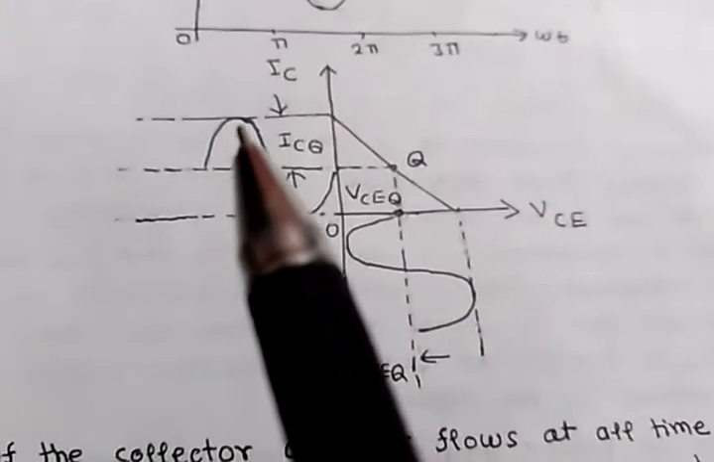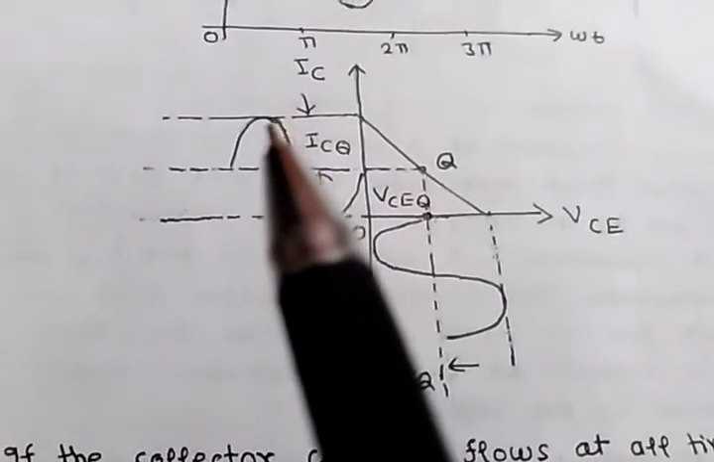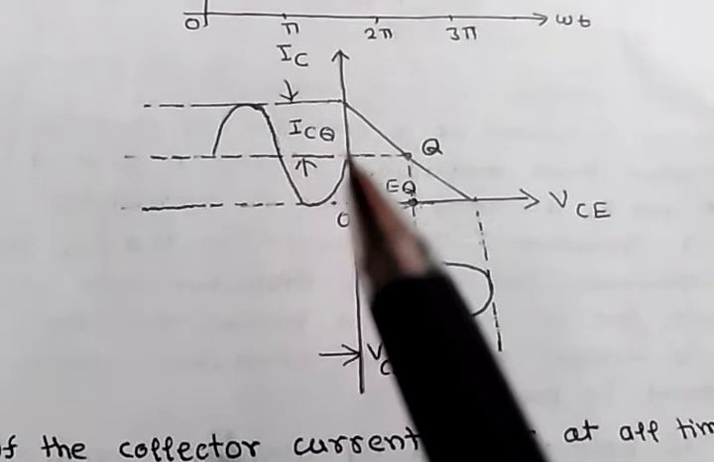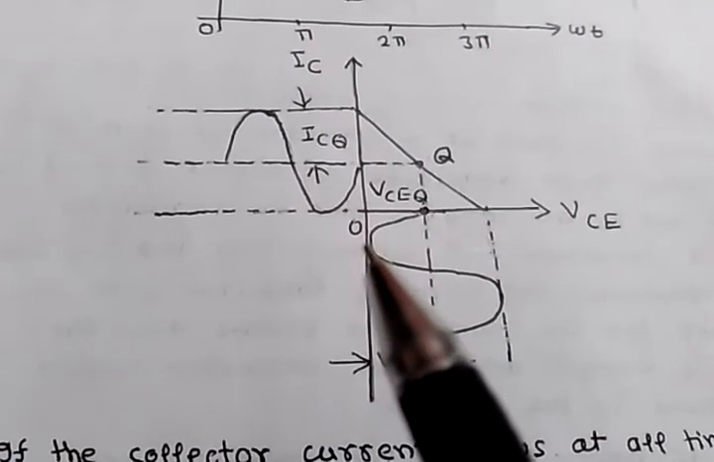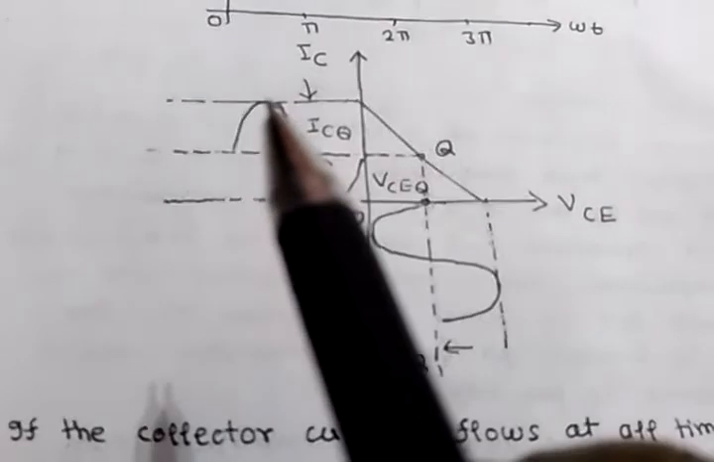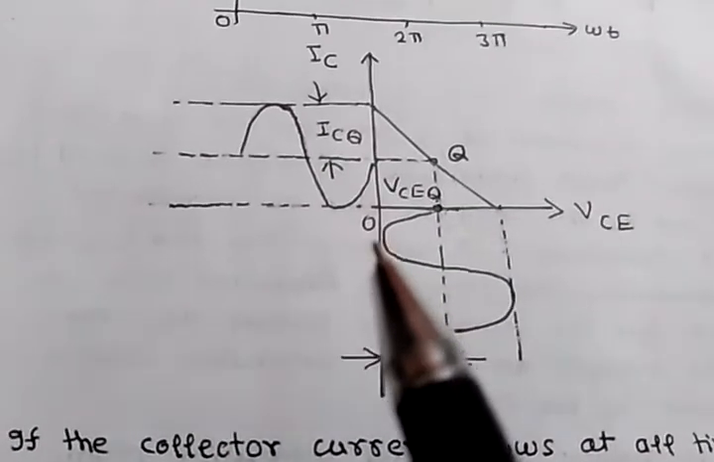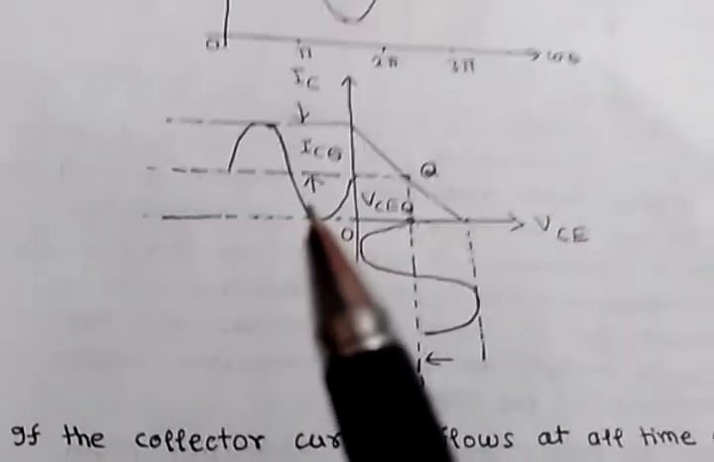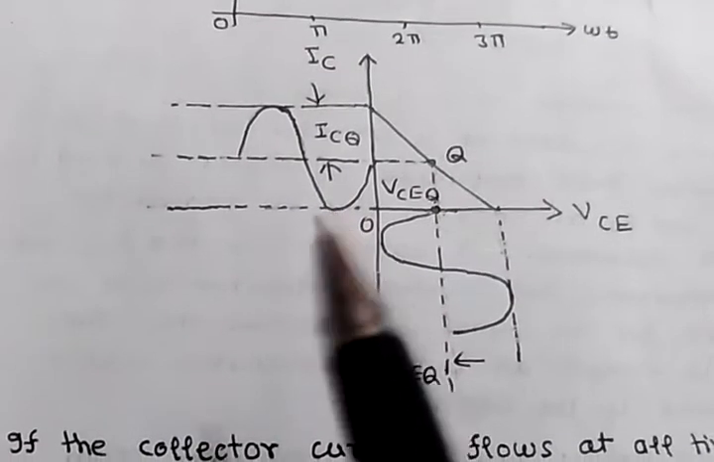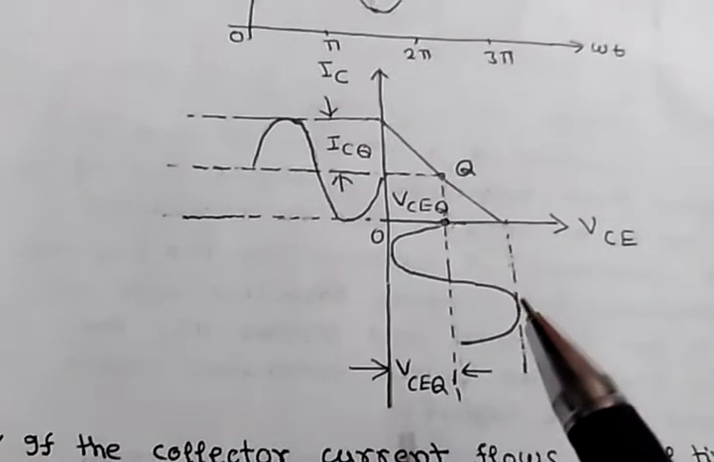Here see, when collector current is maximum at this level, in this case collector to emitter voltage is minimum, here 0. When collector current is maximum at this level, collector to emitter voltage is 0, minimum. And when collector current is minimum at this level, see here, in this case collector to emitter voltage is maximum.